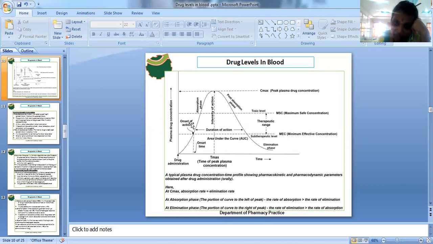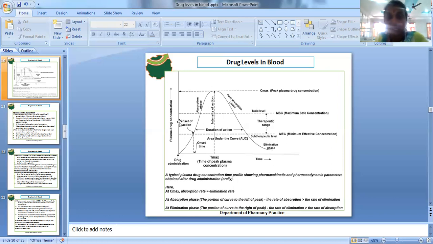What is the onset of action? It is nothing but the point at which the pharmacological response starts. Here the minimum effective concentration is the minimum concentration responsible for giving the pharmacological response. Below it does not give any therapeutic action, but just exceeding that MEC, the point is known as the onset of action. It is the starting point, the point at which the pharmacological action is started.